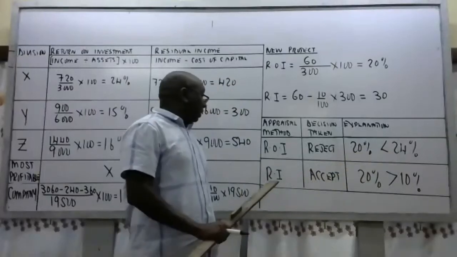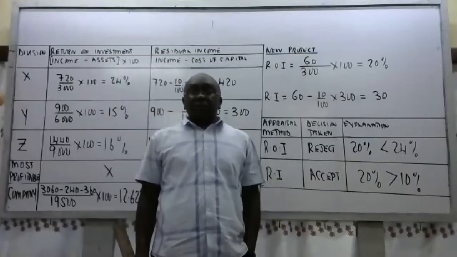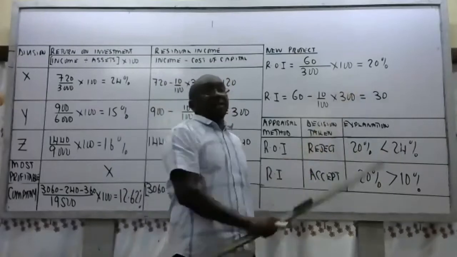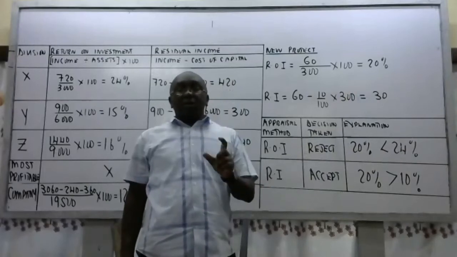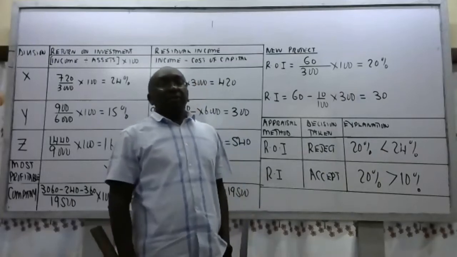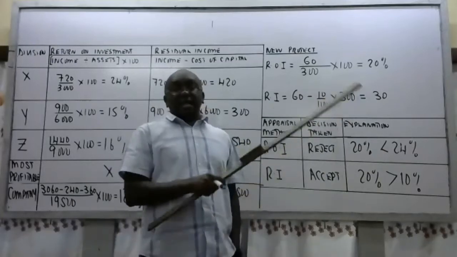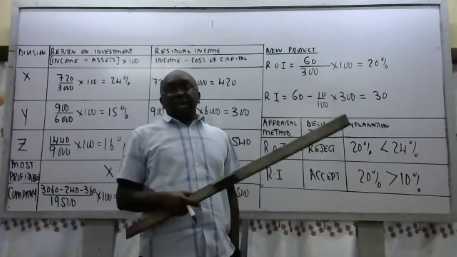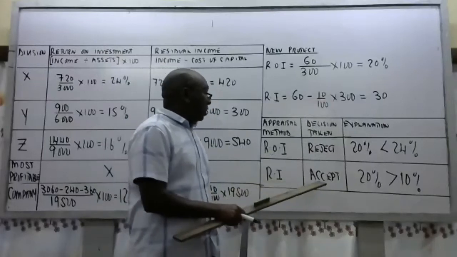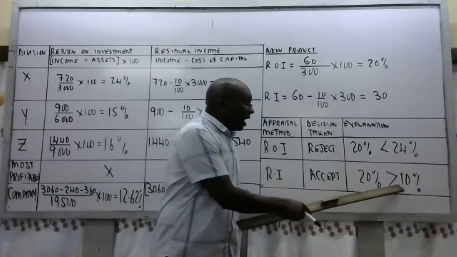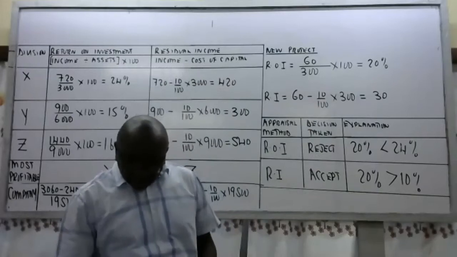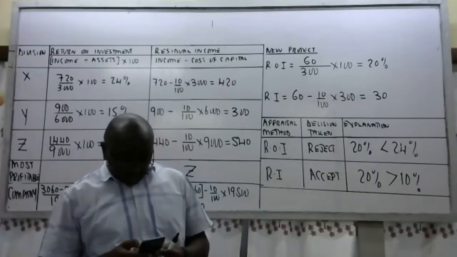When you are using residual income, we take the return on investment and compare with the minimum required rate of return. If the return on investment is greater than the minimum required rate of return, we will accept. So you can see that here we are saying we accept because 20% is far higher than the 10%. So if you're okay with that, let me know so that we can proceed.